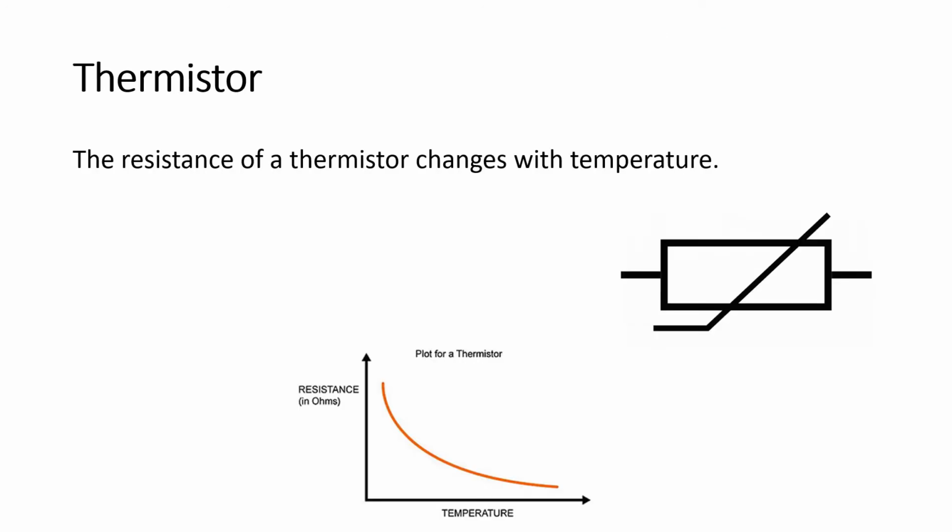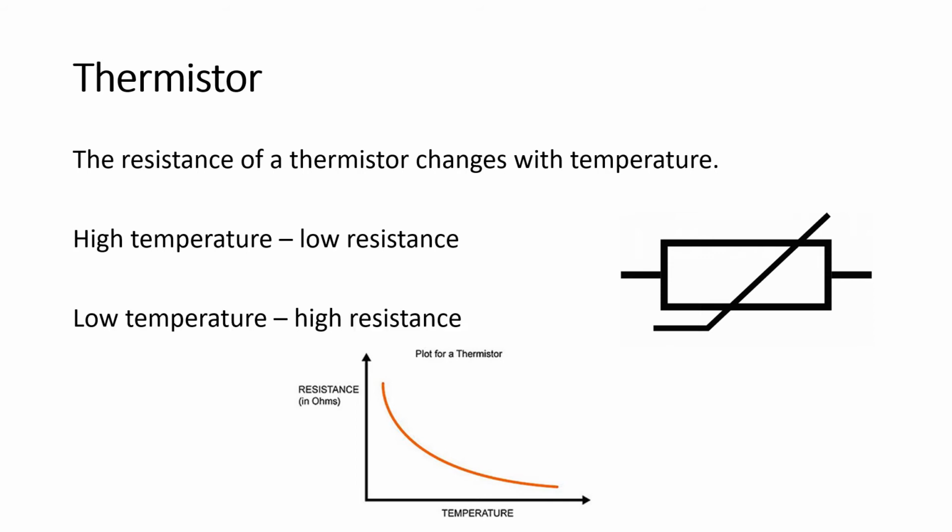A thermistor is a resistor whose resistance changes with temperature. With a high temperature, it has low resistance, and with a low temperature, it has high resistance. Notice the symbol for a thermistor and the graph of how the resistance changes with temperature.